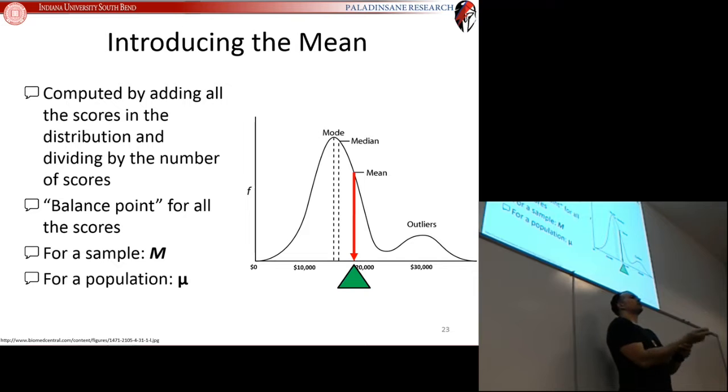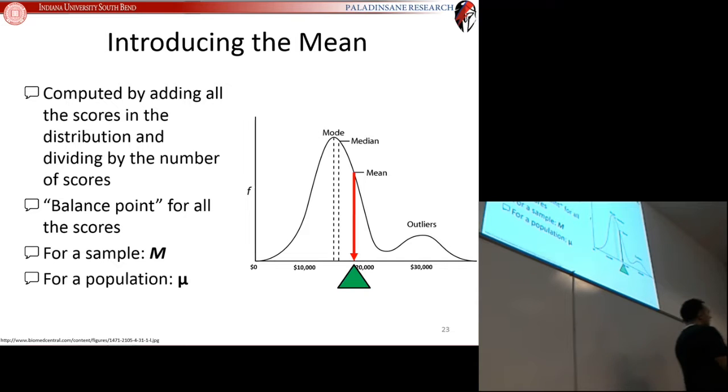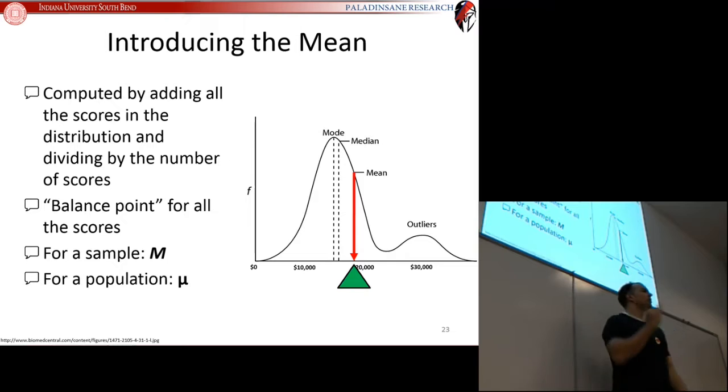And their wrists hurt so bad. And one of them said, you know what? Let's just call it M. We use the mean so often, let's just call it M. Let's save our poor wrists, and we'll call the mean for the population mu.